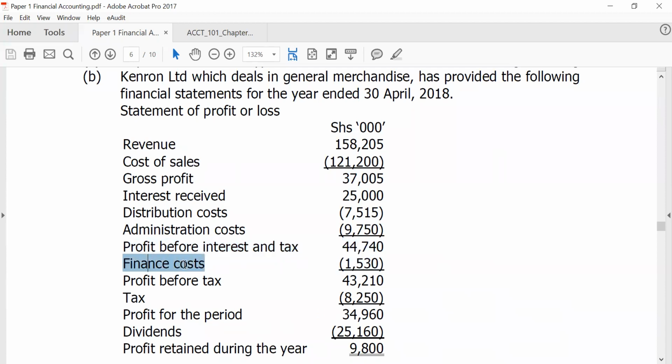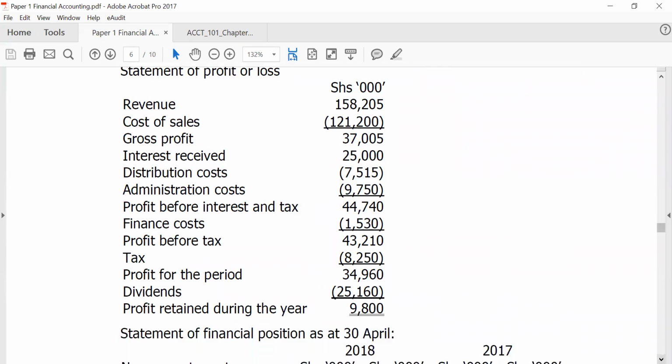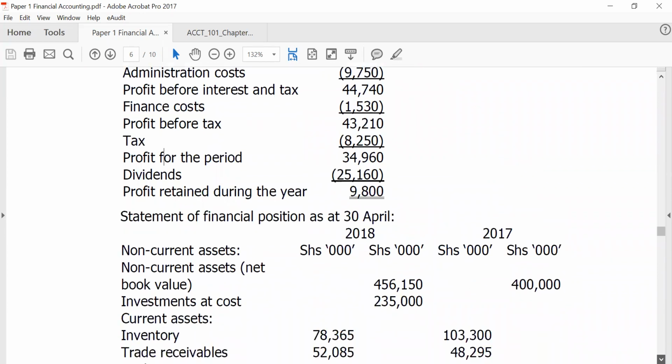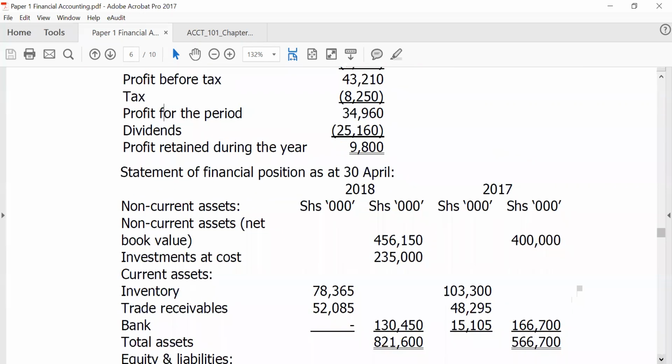Then we have finance costs. I commented upon this and I said finance costs are also called interest. That's why you can see profit before interest and tax, then they remove finance costs, then they're able to get profit before tax. So the word finance cost is also a representative of interest. Then we have a profit before tax. We have our tax for the period. We have dividends. We have profit retained during the year, and so on.